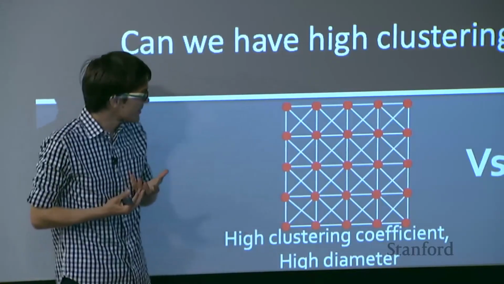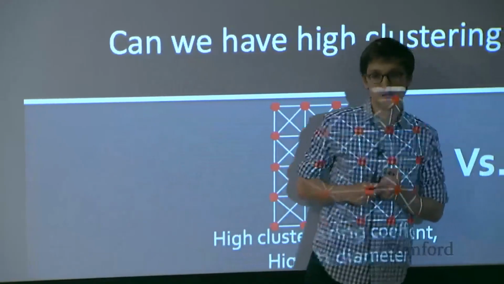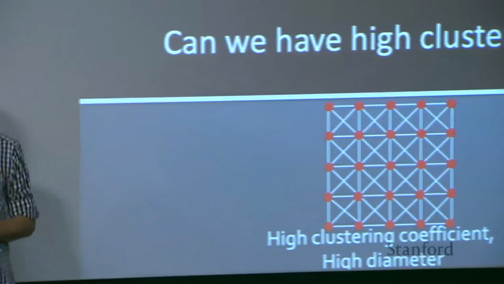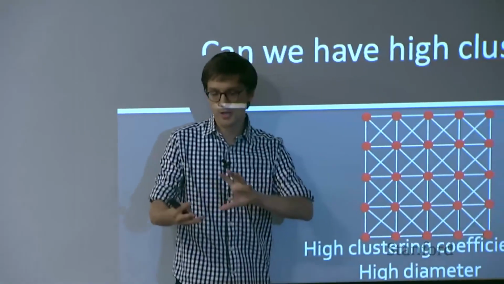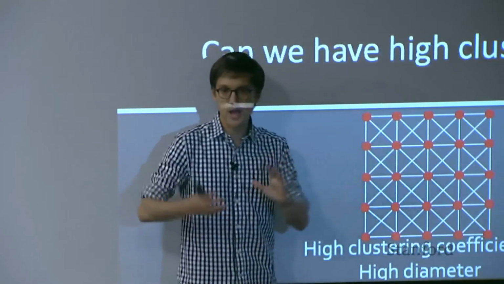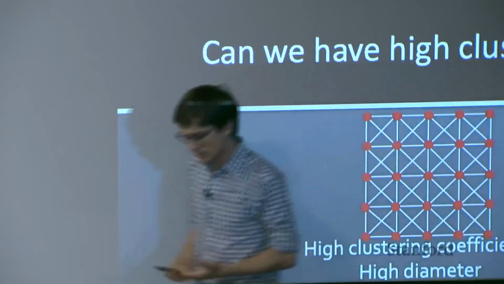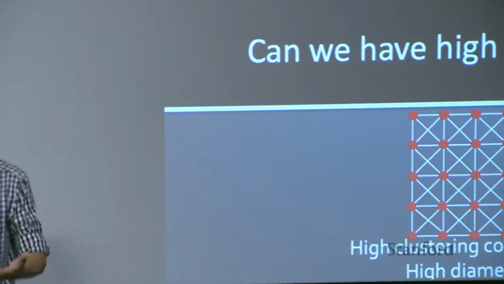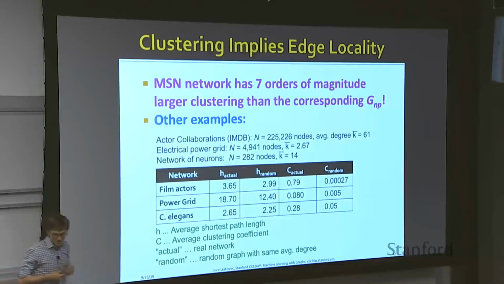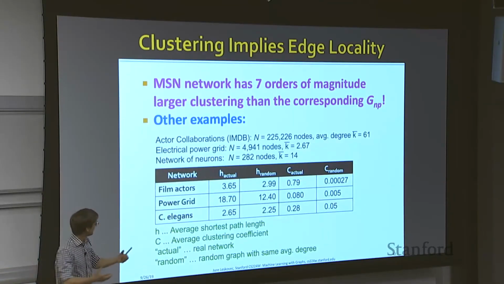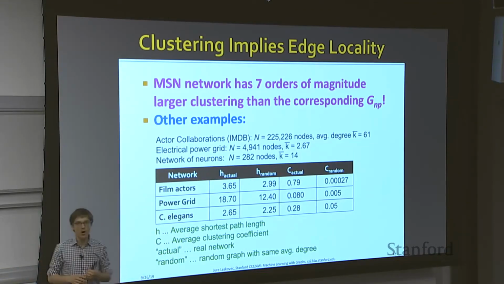So the question is, can I have high clustering, but also low shortest paths? Because it seems that social networks have both. They have a lot of these redundant connections that don't bring down the diameter of the graph, but they still have a small diameter. So the question is, why is that? How could I have both? As I showed you in the messenger network, the clustering coefficient between the messenger network and the random graph was 7 orders of magnitude off, right?